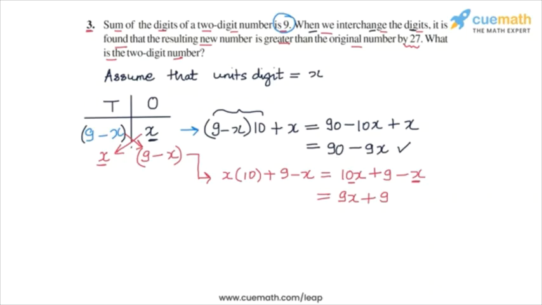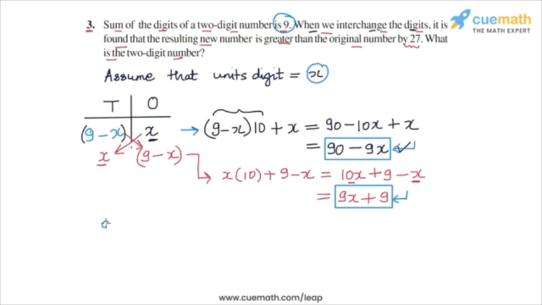So the key idea behind the solution is that once you have taken the units digit to be some variable x, then you can write the original number in terms of x, and you can write the interchanged number also in terms of x. Now we know that the new number is greater than the original number by 27.